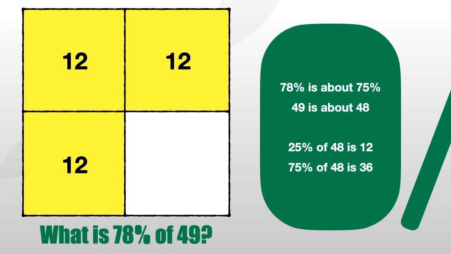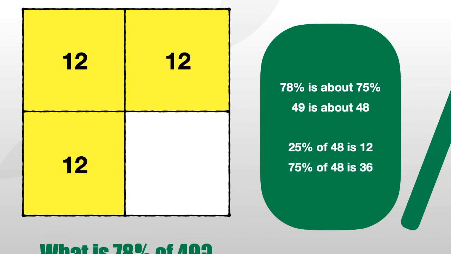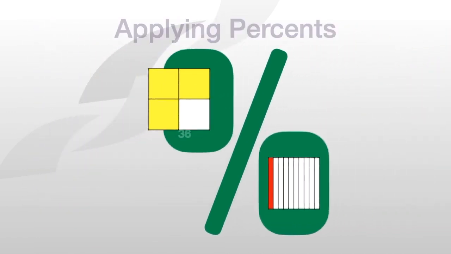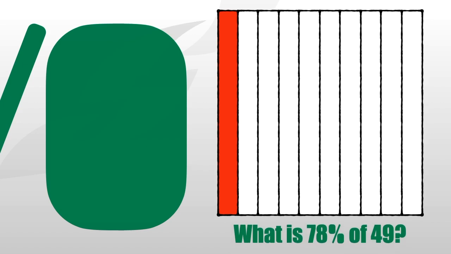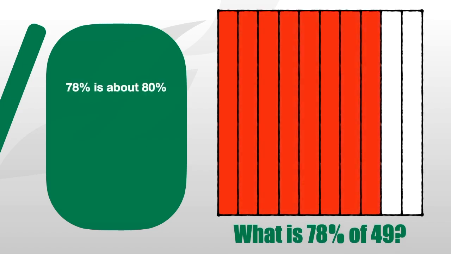Next, a strategy that uses tenths. 78% is close to 80%, or 8/10. It's easier to divide 50 into tenths than 49. 10% of 50 is 5. So 80% is 8 times 5, or 40.